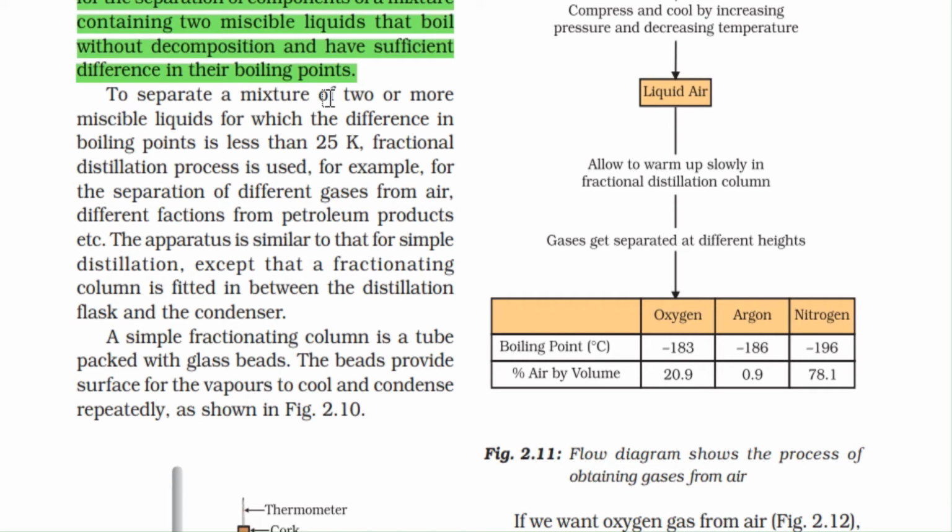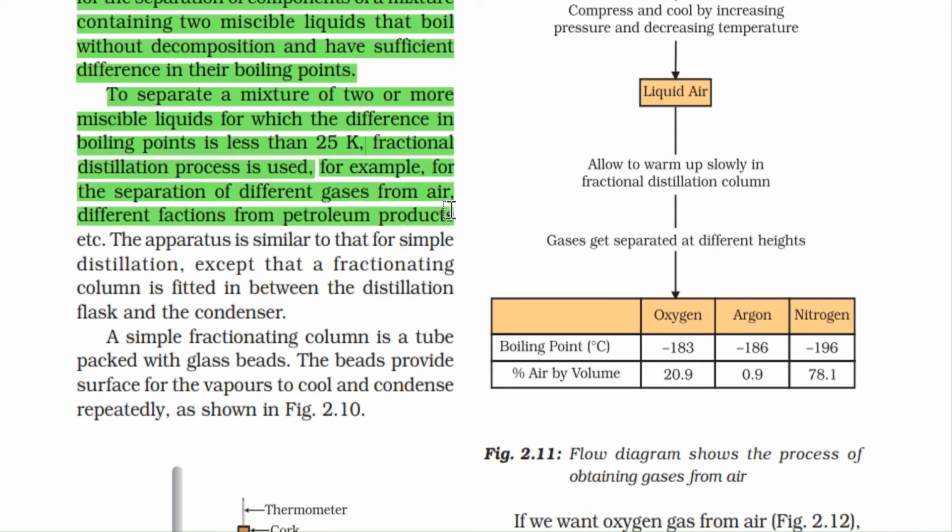To separate a mixture of two or more miscible liquids for which the difference in boiling point is less than 25 K, fractional distillation is used. For example, the separation of gases from air. Examples: you can get gases from air, different fractions from petroleum products, etc.